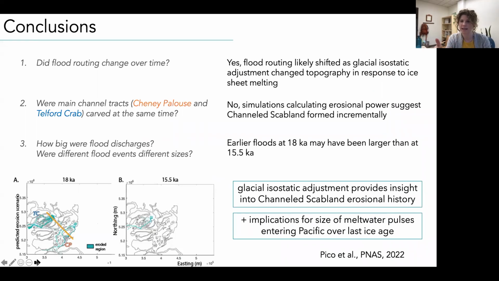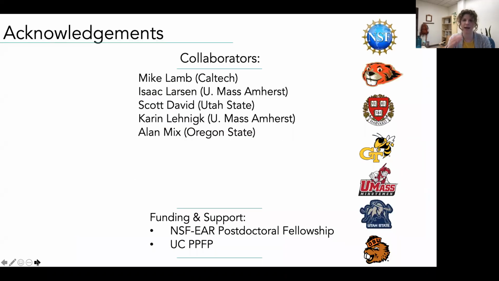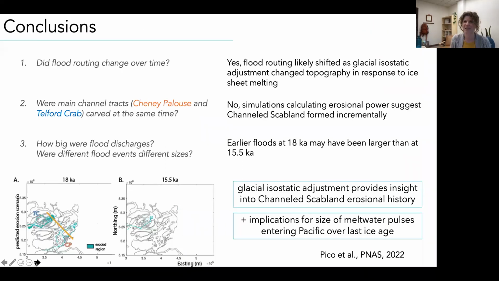Yeah, so this study shows that we can use glacial isostatic adjustment simulations to gain insight into the history of landscapes, and in this case, into the history of channel scabland erosion over the course of mega floods. And this has implications as well for the size of meltwater pulses that would enter the Pacific over the last ice age. And with that, I want to thank my collaborators on this project, as well as my support. And then I'm going to leave on this conclusion slide to see if there are any questions.